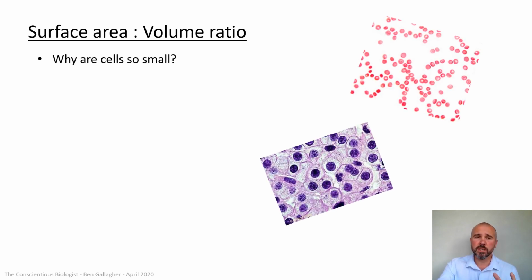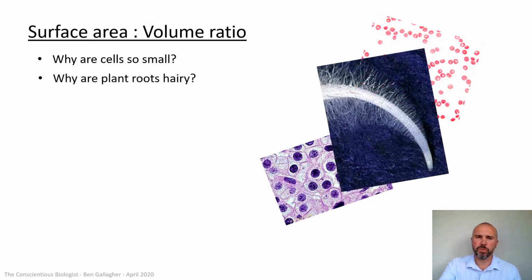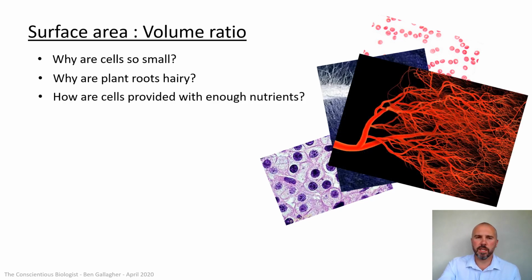So knowing this can help you to understand why cells are so small. Why is it so important that they're microscopic? Why are there so few big cells? There's hardly any cells that are even visible to the naked eye, and that's because of this surface area to volume ratio. Why are plant roots hairy? Why, when you look at a plant root and you look at it really closely, does it appear hairy like in the picture? How are cells provided with enough nutrients to survive and get by?